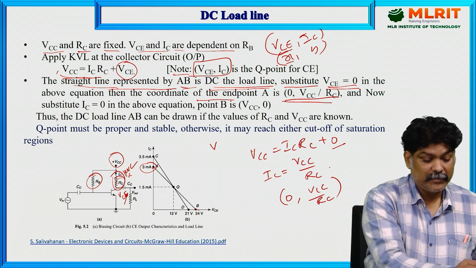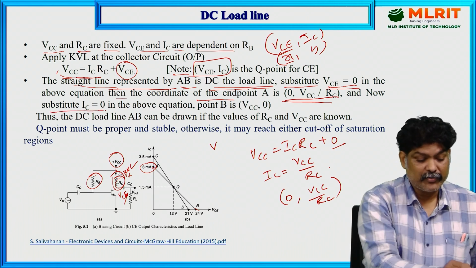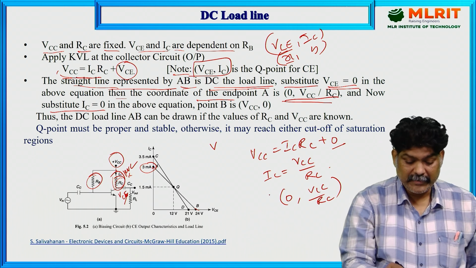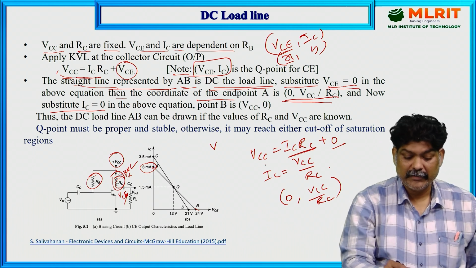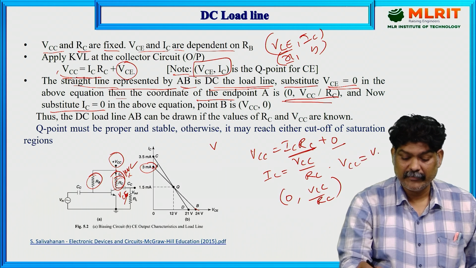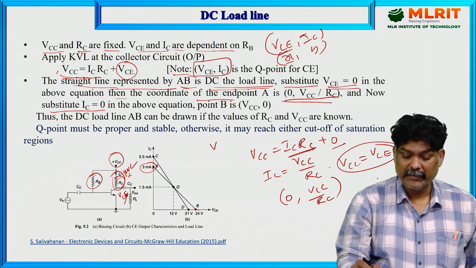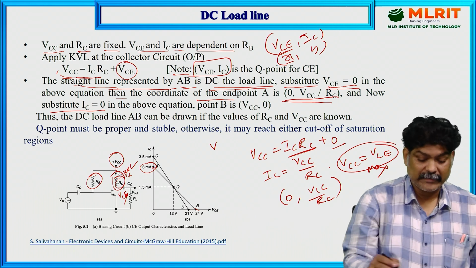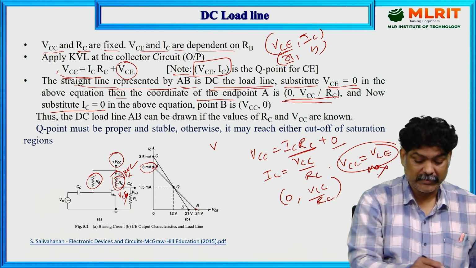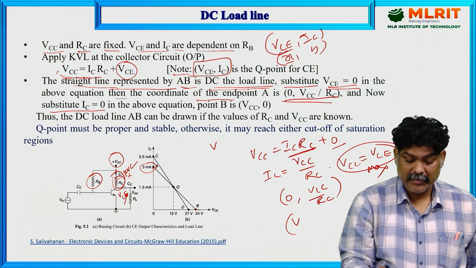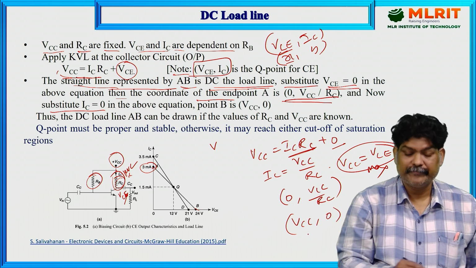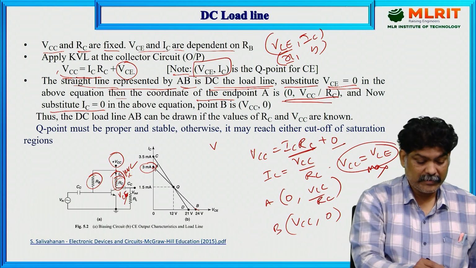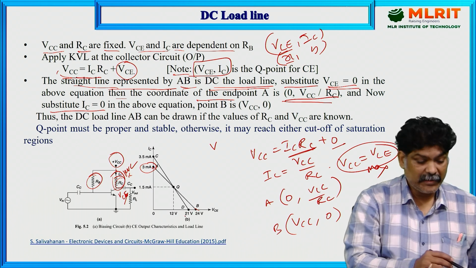Similarly, we can substitute IC equal to 0 in order to get the X value. If IC equals 0 in this case, then VCC is exactly equal to VCE. That means it is the maximum value, the biasing voltage. VCE is exactly equal to VCC. So we can write this as VCC comma 0. So we got 2 points A and B. This is A and this is B, right?